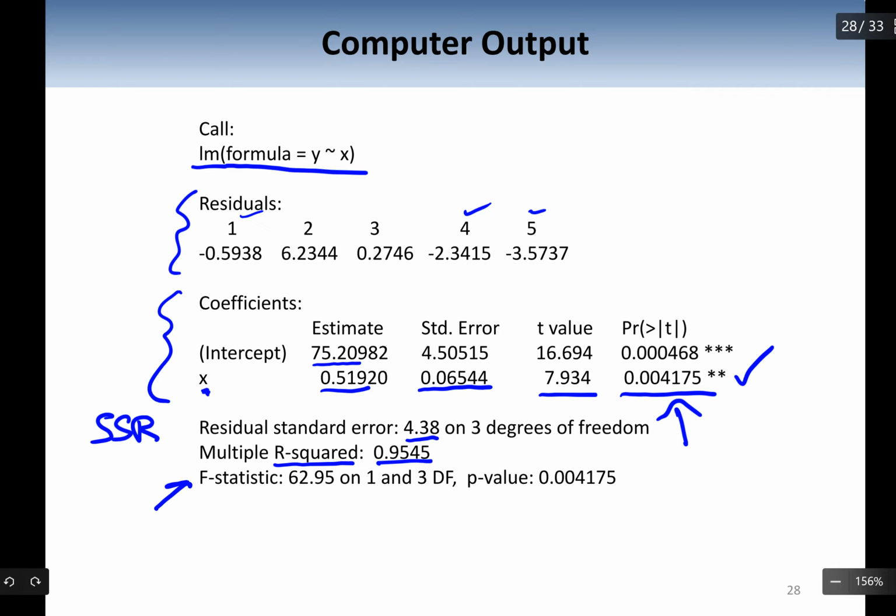And finally, we have an F statistic. This F statistic is if we do test the overall model using ANOVA. So in the next video, the next few slides, I'm going to show you how we can do that and obtain that F statistic on 1 and 3 degrees of freedom, and then looking at the p-value and what it means.